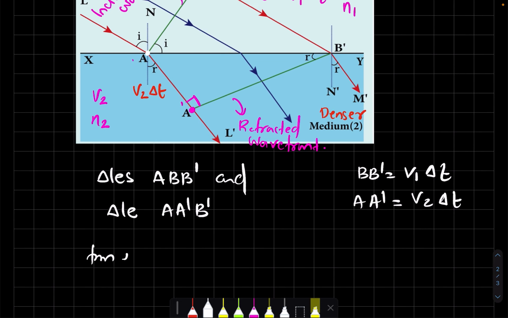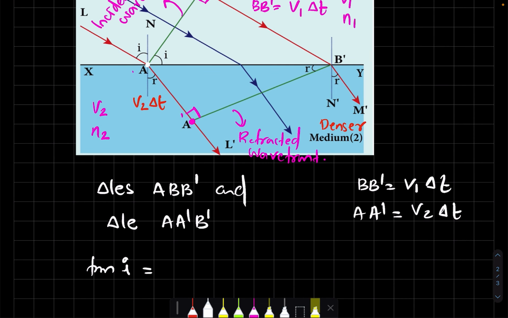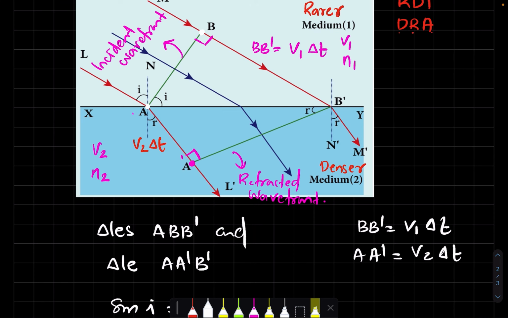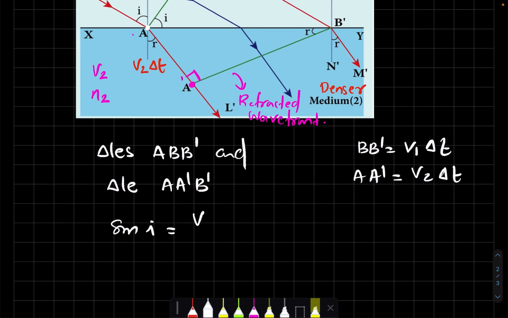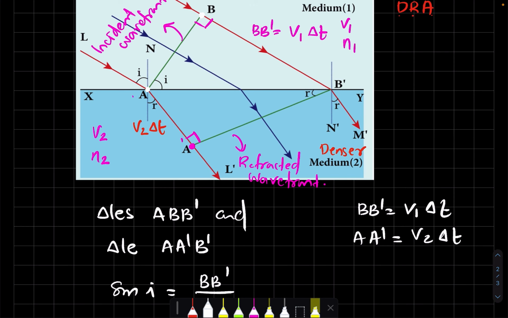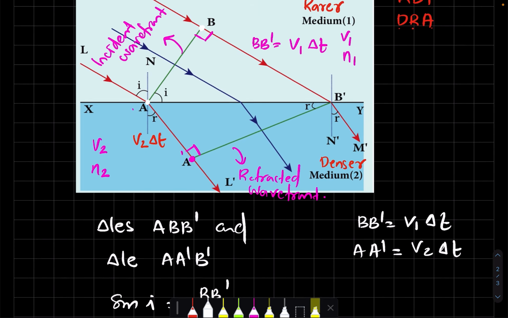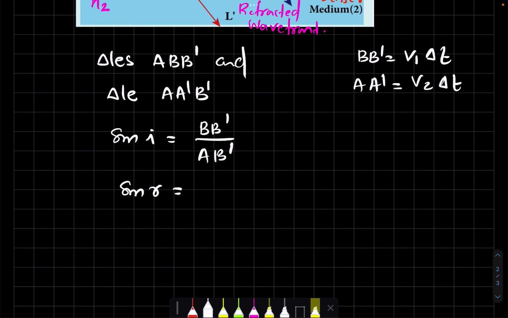So I would like to take, how much is tan I? Tan I, if you take, no, you can take sin I. Sin I would be better. So how much is sin I? Sin I is equal to opposite side divided by hypotenuse. Opposite side is nothing but B dash divided by hypotenuse. This is perpendicular, so hypotenuse is nothing but AB dash. How much is sine R from the second triangle? From the second triangle, sine R is equal to the same, that is AA dash divided by AB dash.